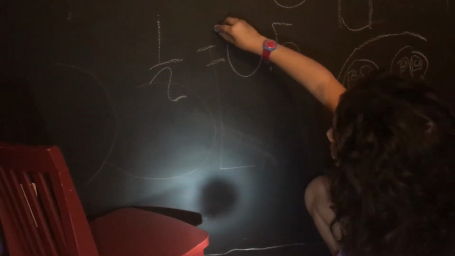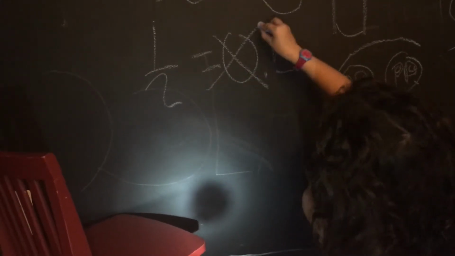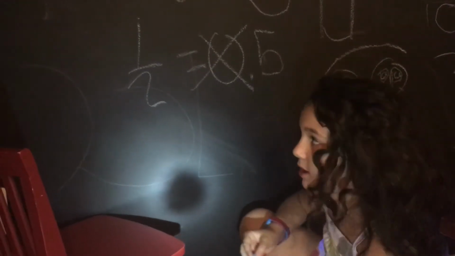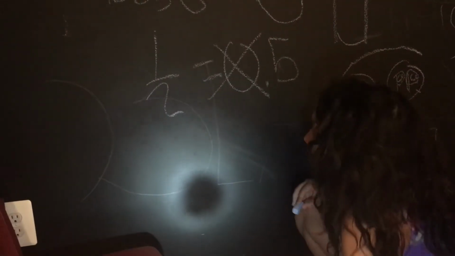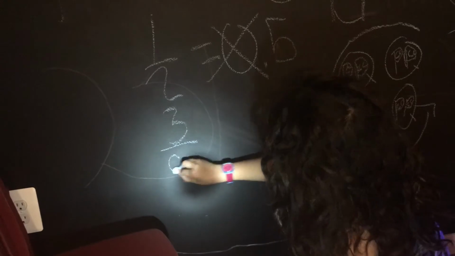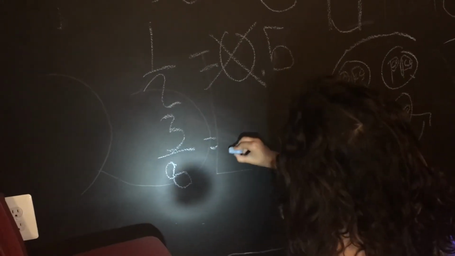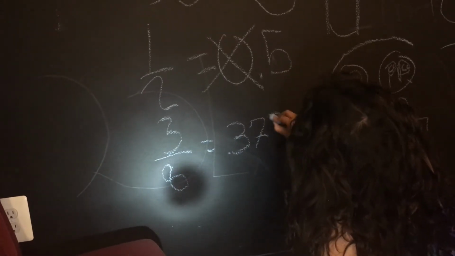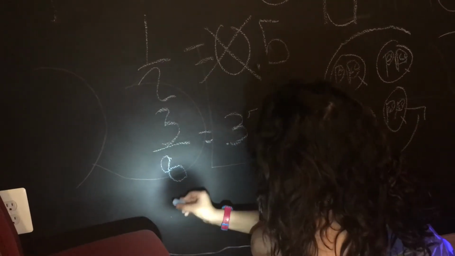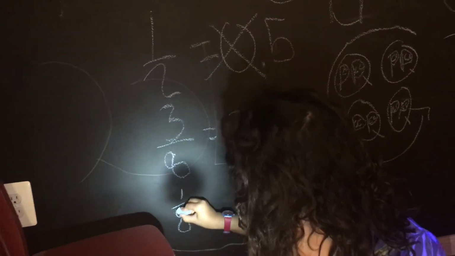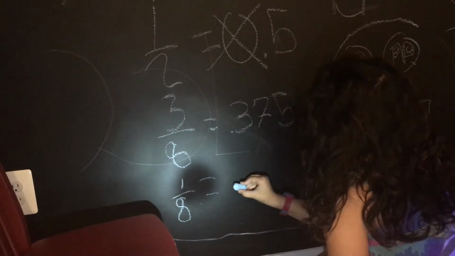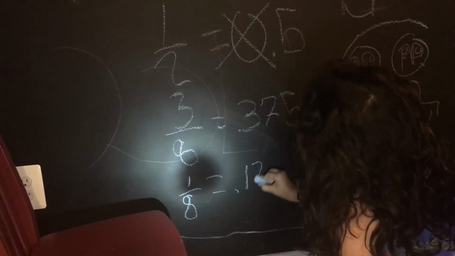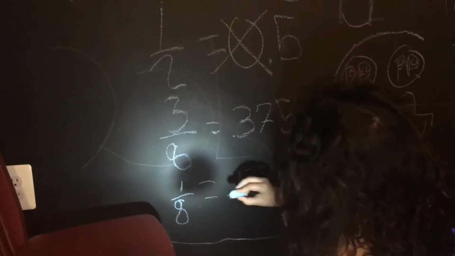Wait, I made a mistake. It's quicker if you don't add the 0, because if you're doing like a million decimals, then you don't want to add the zeros. Then I have 3/8. What is that one? That is .375. Okay. And then I have 1/8. What's that one? It equals 0.125. Nice.